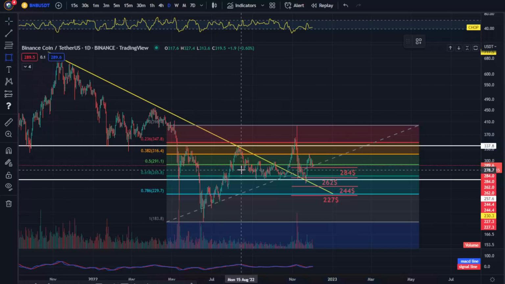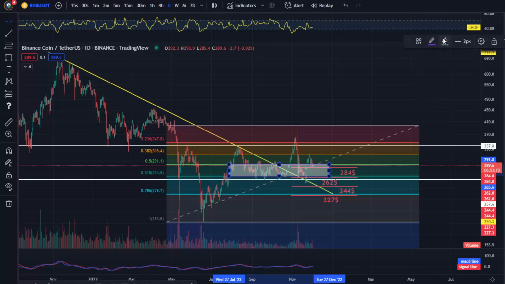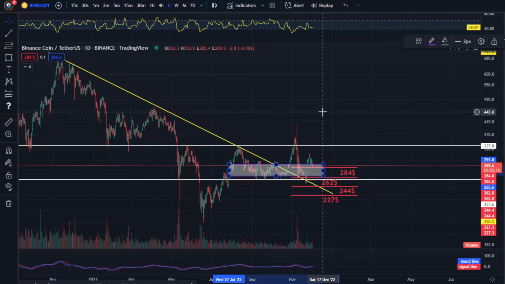It is also worth highlighting the zone from $292 to $266, because this is a very strong area of demand and supply for BNB.